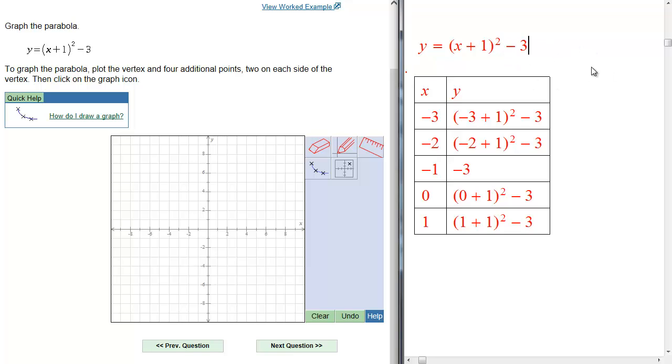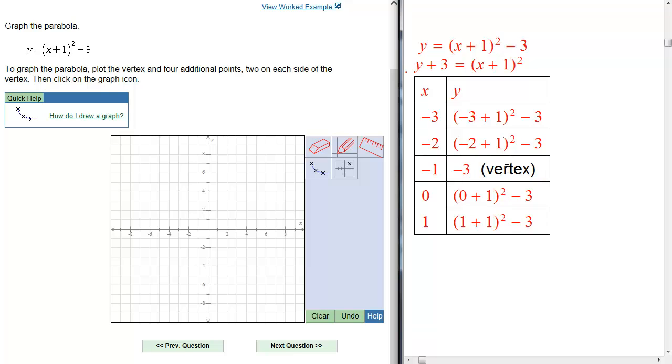So look, we already have it in the right format, so if you want, you can rewrite it. Your y plus 3 equals x plus 1 squared. And so our vertex is going to be, x coordinate is going to be -1, and y coordinate is -3. So -1, -3, this here is our vertex.